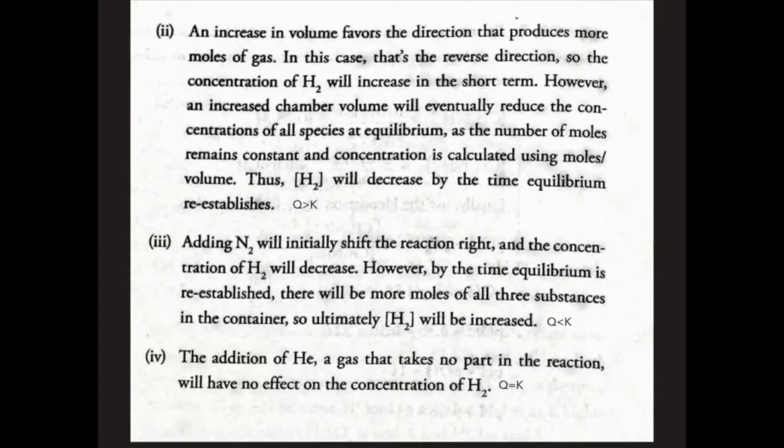N2 is then added into the reaction chamber. So if I add N2, my Q is now going to be less than K, which means I'm going to shift to the right. So since Q is less than K, my concentration of H2 would decrease. And then finally, if I add helium, that would have no effect because Q equals K.